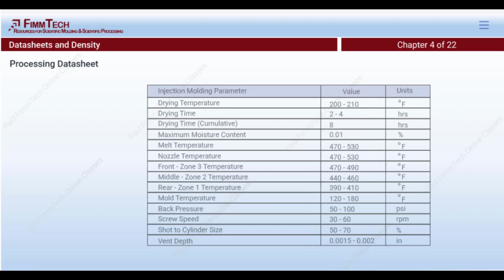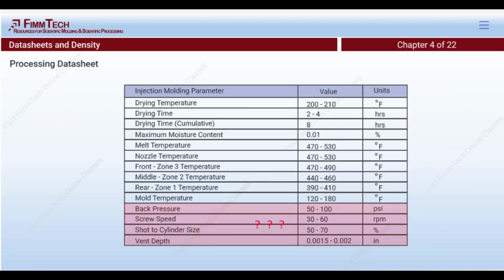Now we go to the second data sheet, which is the processing data sheet. And again, this is for the Cycolac ABS from SABIC. So this gives you drying temperatures, drying times, cumulative drying times. Very soon we'll talk about what cumulative drying times mean. The moisture content, melt temperatures, mold temperatures, and so on.